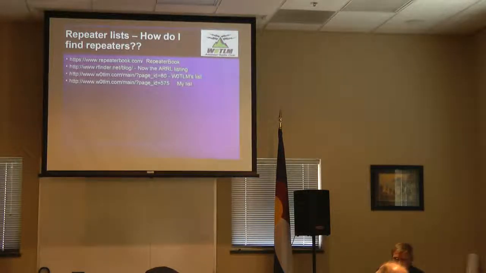Okay, repeater list, this is in the presentation. There's a lot of other places to go to look for repeaters, but if you download the PDF file or the PowerPoint file for this presentation, these are live links. You can click on these and it'll take you right to that webpage. My list is a CSV on the website. I've got about 50 Front Range repeaters listed in there. W0TLM has produced a list as well. It's on there, so take a look at those.